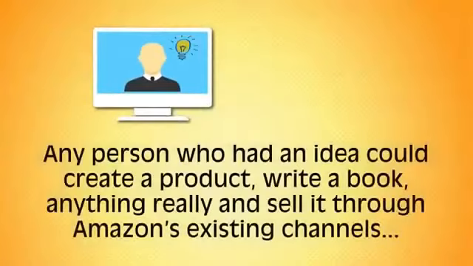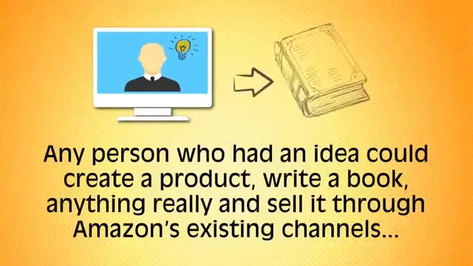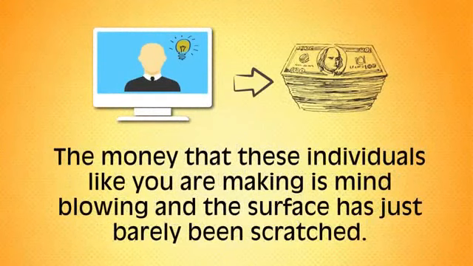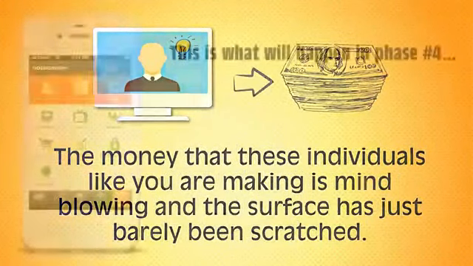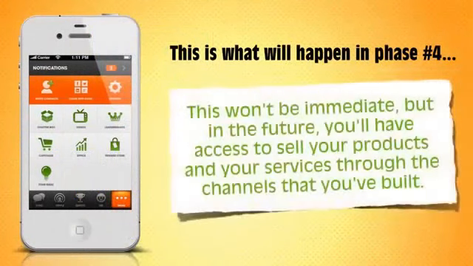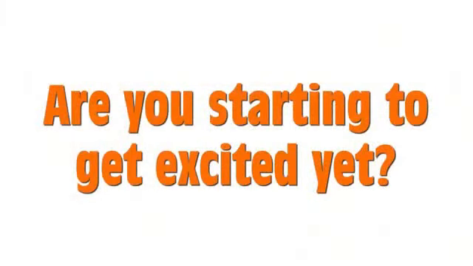Suddenly any person who had an idea could create a product, write a book, anything really, and sell it through Amazon's existing channels. The money that these individuals like you are making is mind-blowing, and the surface has just barely been scratched. And this is what will happen in phase number 4. Now this won't be immediate, but in the future you'll have access to sell your products and your services through the channels that you've built. Are you starting to get excited yet?